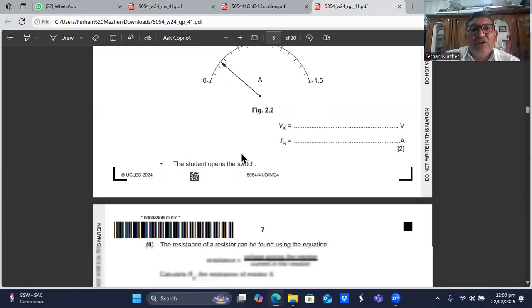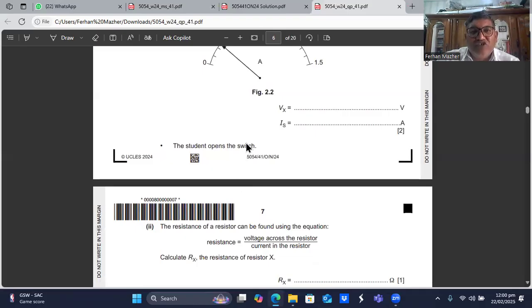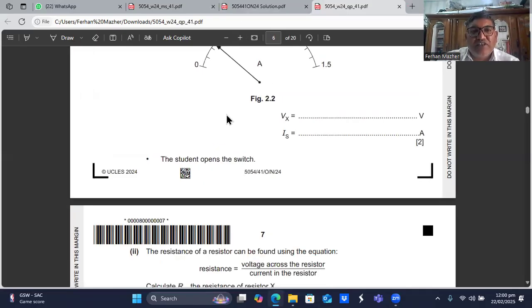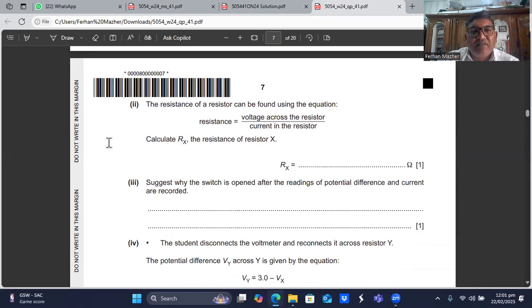It says the student opens the switch. Okay, the student opens the switch, and then what happens? The resistance of a resistor can be found using the equation resistance is equal to the voltage across the resistor divided by the current in the resistor. Because they are connected in series, all of them have the same amount of current.